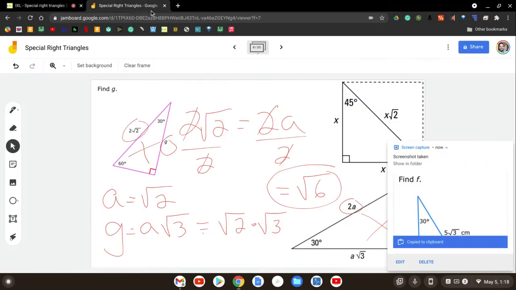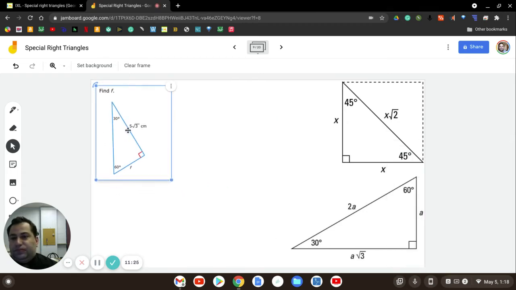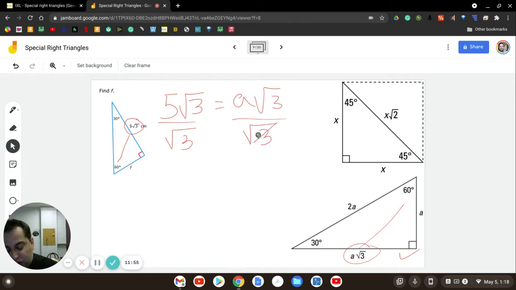All right, next example. I have a 30, 60, 90 triangle once again. And I know that across from the 60-degree angle, I have 5 square root of 3. Across from the 60-degree angle, I have a square root of 3. So 5 square root of 3 is going to be equal to a square root of 3. If I divide by the square root of 3 on both sides, I can solve for a. Cross off what they have in common, and I get a is equal to 5.